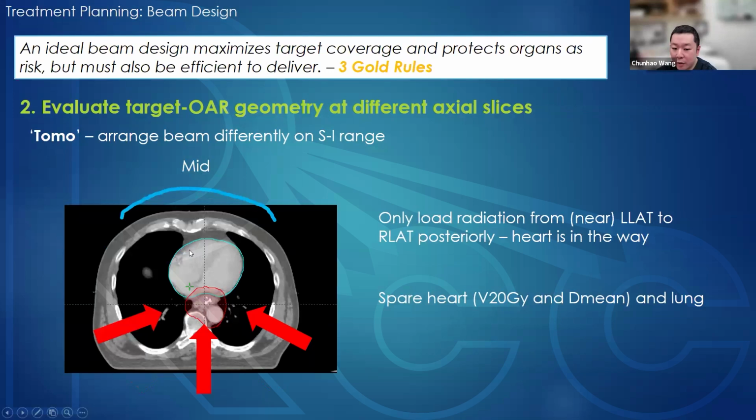So this time we have a heart in the way, right? So for the heart sparing, meaning the V20 Gy and the mean dose, it's not a good idea to have the anterior beam bouquet anymore. So while we are keeping the RPO and LPO radiation, we are going to extend our avoidance sector from the LAO section all the way to the RAO section, including the AP, to avoid the heart as well.